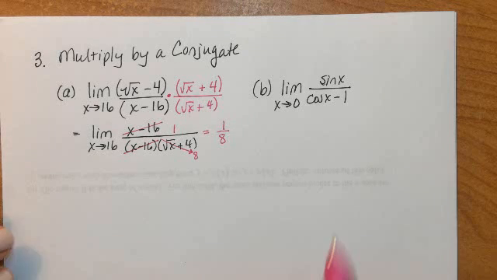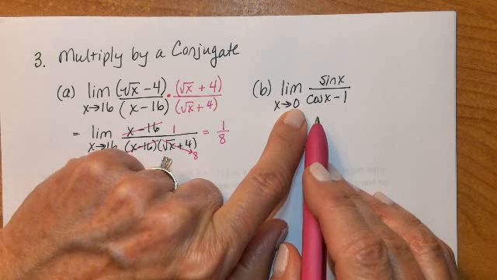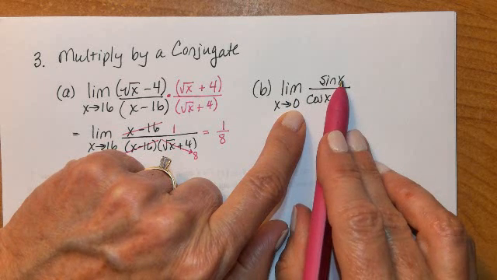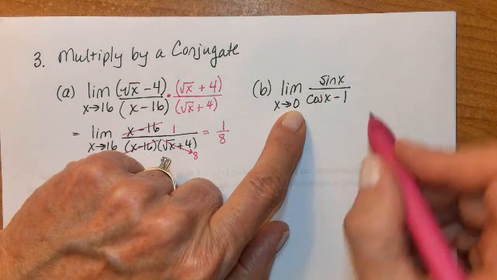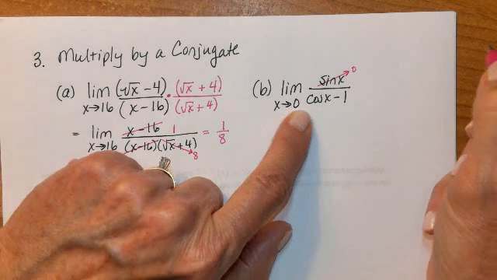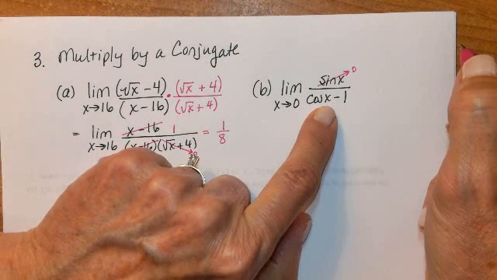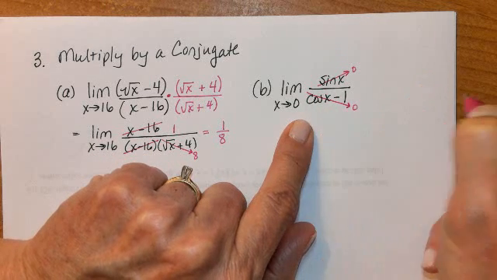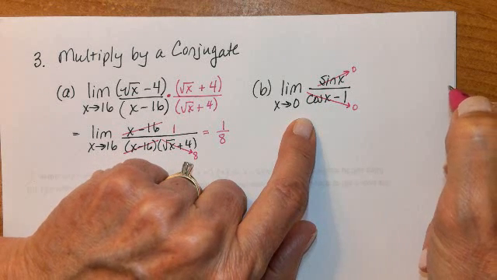Let's begin by letting x go to 0. So we're going to substitute. Sine of 0, you need to know all of these values. Sine of 0 is 0, so this numerator is going to 0. Cosine of 0 is 1, so this denominator is also going to 0, because 1 minus 1 is 0.